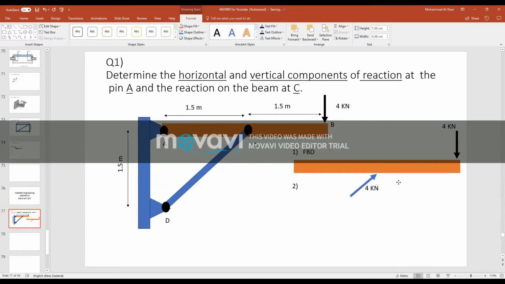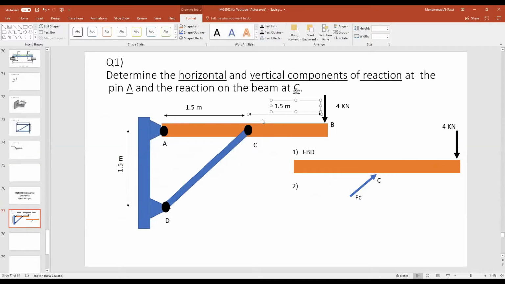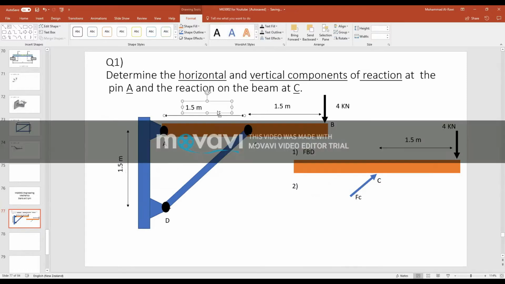Why? Because this is where the force at point C is located. So I put the point C here. I bring my dimensions to save me time. So this is 1.5 meters, and this one is the other 1.5 meters, which gives me the distance for C with respect to A.